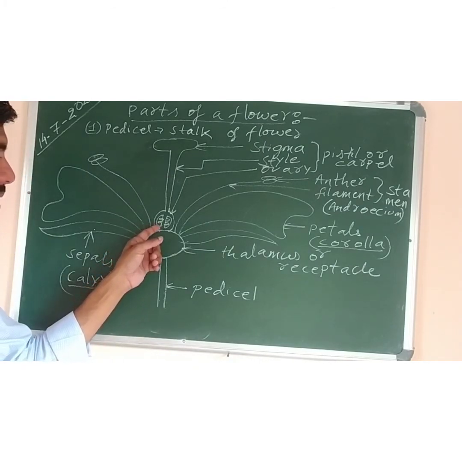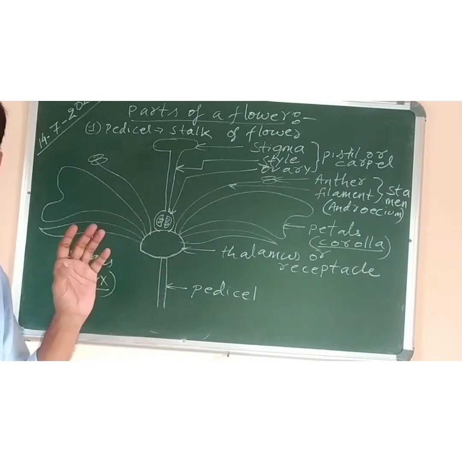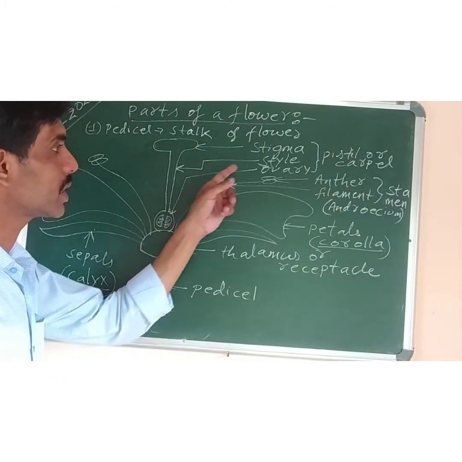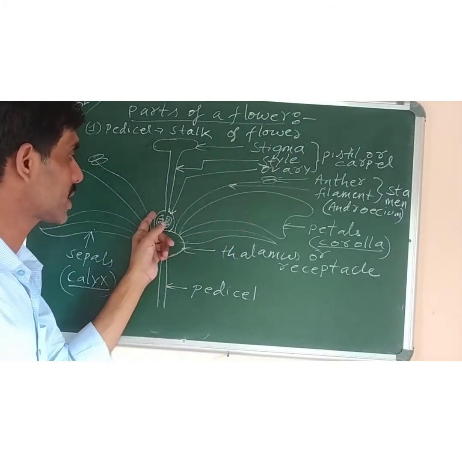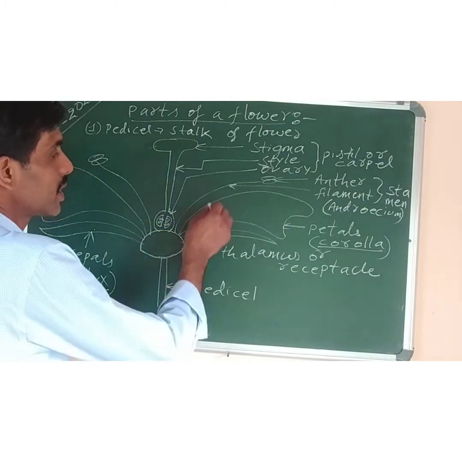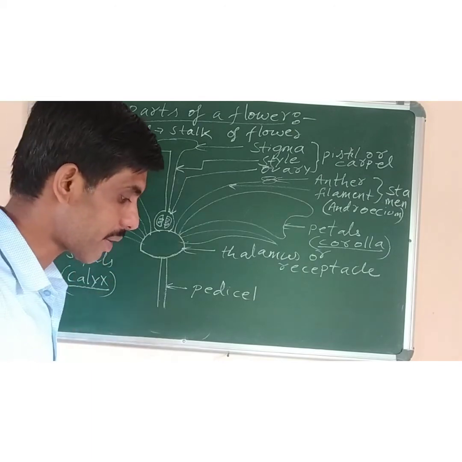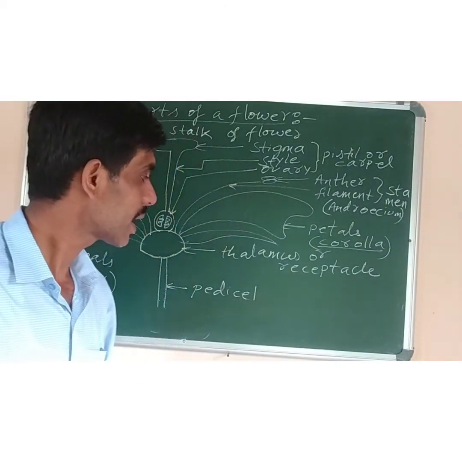So here you can see inside the ovary we have the ovule that changes into seeds after fertilization. The ovary changes into fruit. This part of the flower changes into fruit, and this one, the ovule, changes into seeds. So these are the parts of the flower: calyx, corolla, androecium and gynoecium.